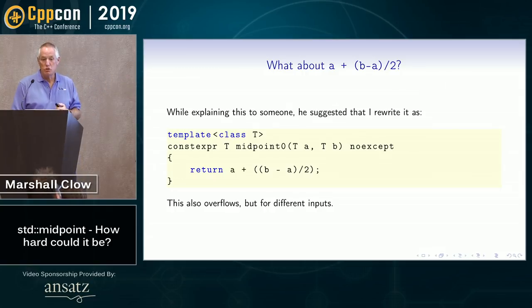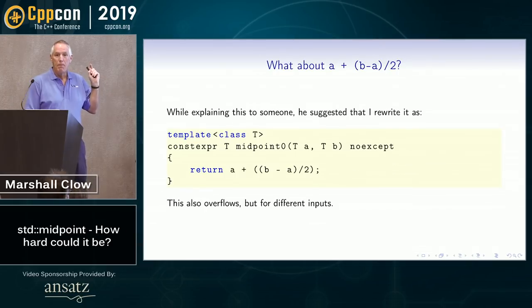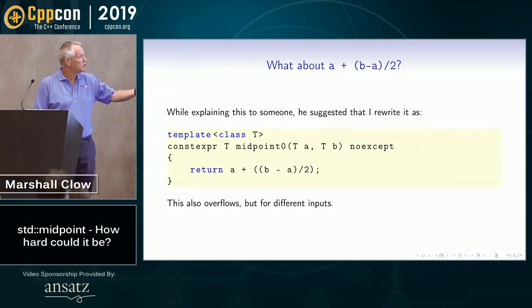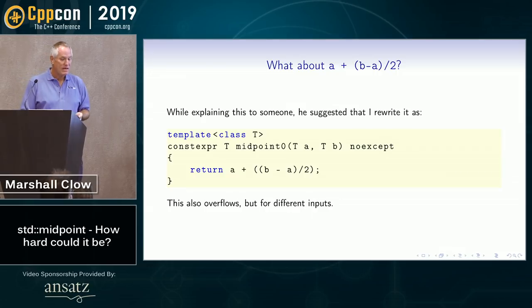instead of doing addition, you do subtraction. And just do it like this. And he said, it'll work for this. And absolutely it will. But it also overflows for other sets of inputs. Consider if B is 1.5 billion like before, but A is negative 1 billion. And then the subtraction wants to form 2.5 billion. And you overflow again. So we can't do this.